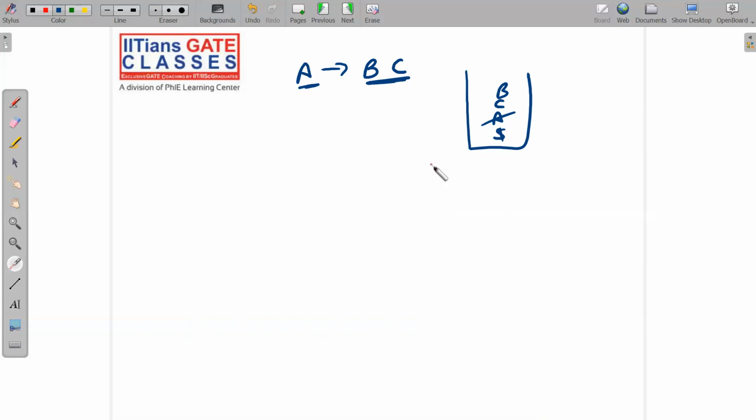Are you able to guess it? Follow of C will contain follow of A. See again, follow of A was dollar. We have removed A and put B and C, so follow of C is dollar. So follow of C will contain follow of A. Whatever is the follow of A will be copy pasted into the follow of C. Please note it down.